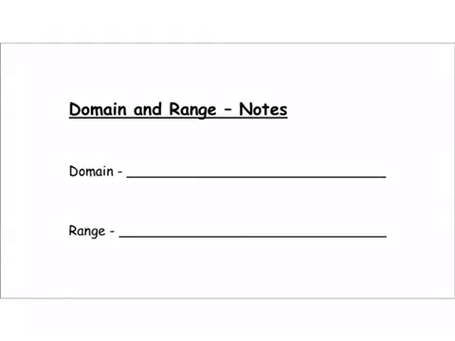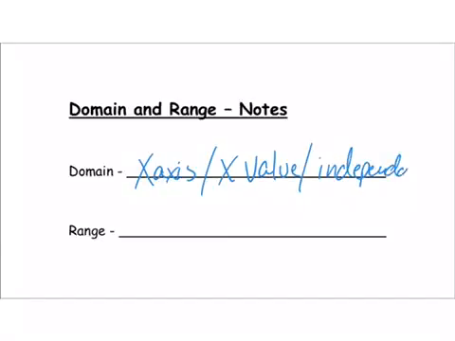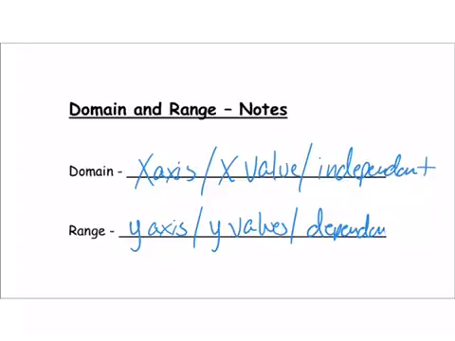All right, we'll start with the definition of the two words, domain and range. Domain, most of us realize, is the x-axis, the x value, or the independent value. Range would be the y-axis, the y values, or the dependents. So just remember, range is y, domain is x.